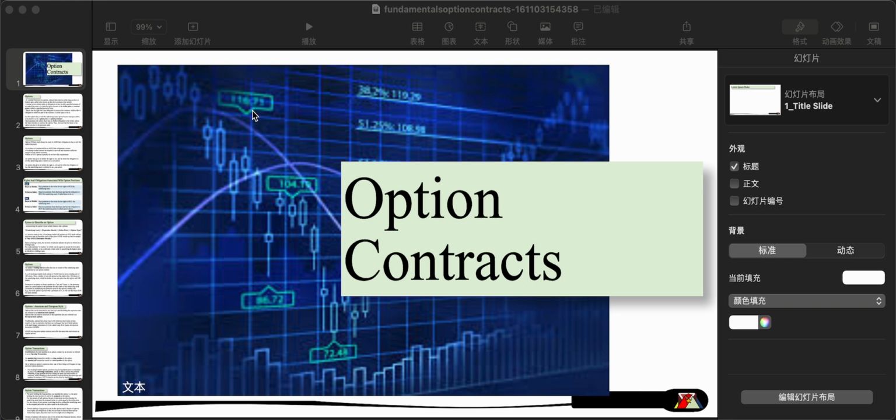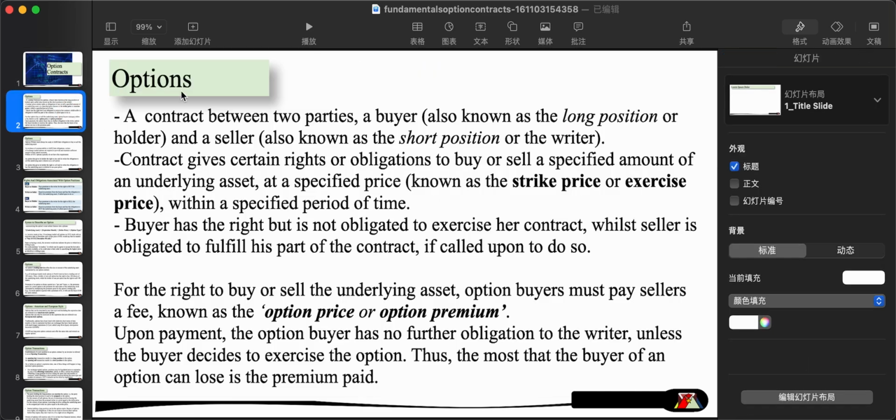So today, at the very beginning of the series, we will talk about options contracts. There are different contracts. We're talking about American options, we're talking about European options. There are many different contracts.